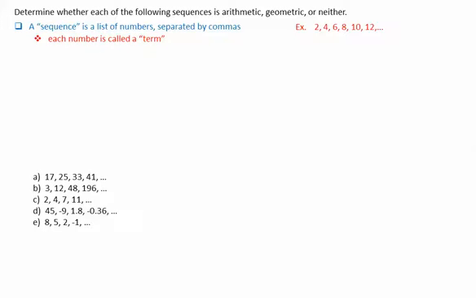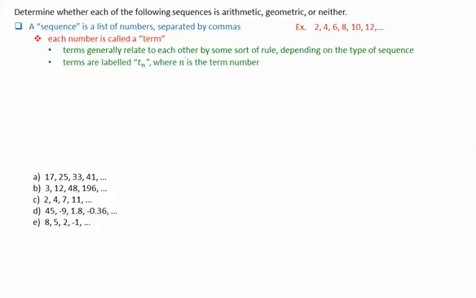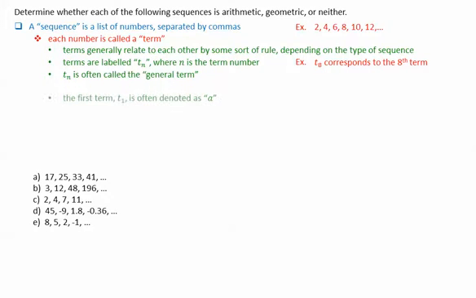Each number within a sequence is called a term. The terms generally relate to each other by some sort of rule, depending on the type of the sequence. The terms are labeled Tn, where n corresponds to the term number. As an example, T8 corresponds to the 8th term. Tn is often called the general term. The first term of a sequence, T1, is often denoted as A.